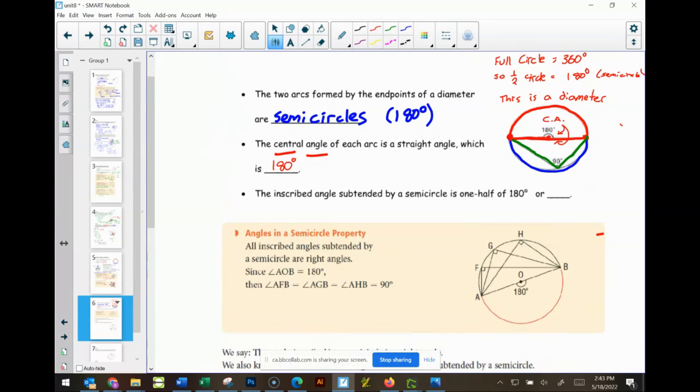And we have an inscribed angle, and that inscribed angle is written in green. It starts at the same point as the diameter. Let's label that A, let's label that B, let's label that C, and let's have our center as O. So the angle ACB is an inscribed angle. Angle AOB, right through the middle, is a central angle.